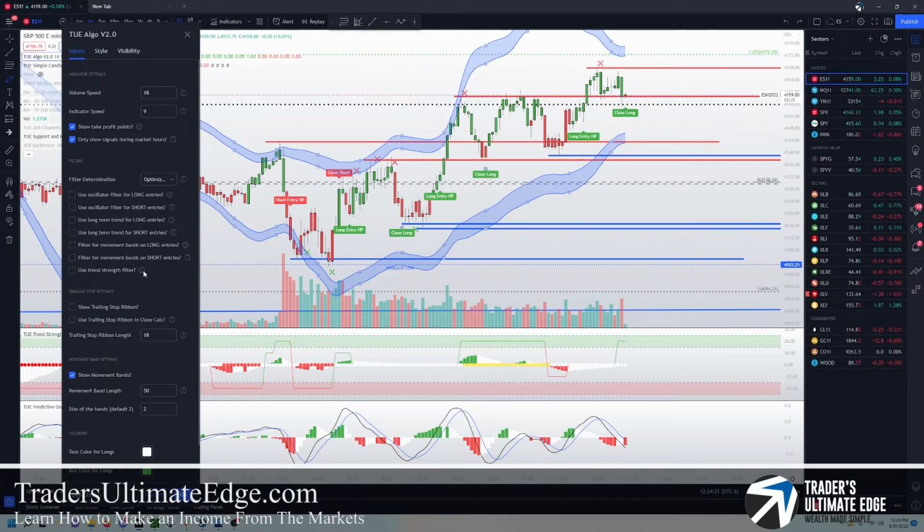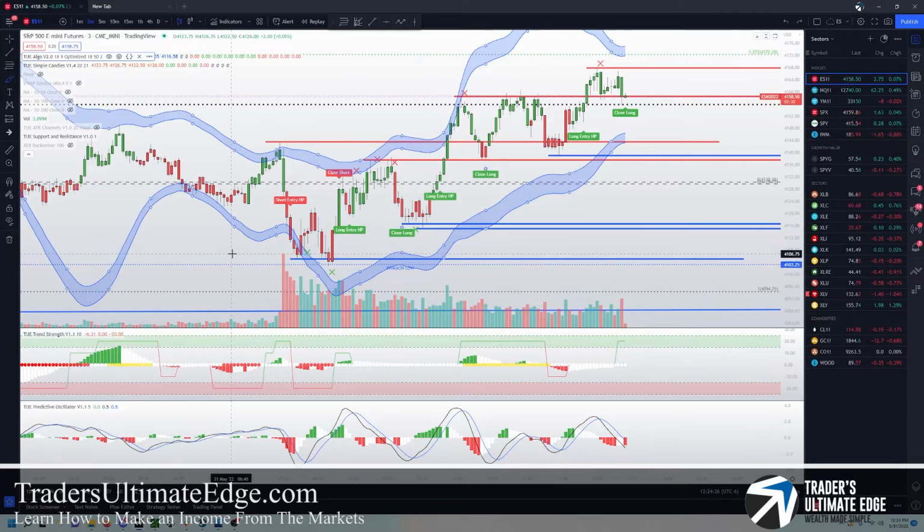So that is the new TUE Algo version 2.0. The original older version 1.62 will remain available for people that already have it, in case you have a strategy that relies on the entries from that algorithm, because this one has adjusted entries and exits. They're much smoother in this one, you're going to notice. So it is a little bit different. If you have a strategy that relies on the old one, don't worry, it's not going away. But this algo will be the default one given to customers going forward.